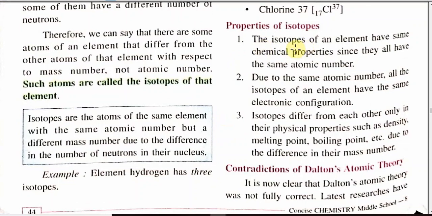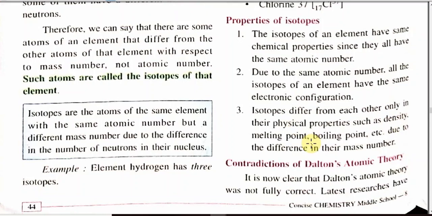Let us see the properties of isotopes. The isotopes of an element have the same chemical property because they have the same atomic number. Second property, due to the same atomic number, all isotopes have similar electronic configuration. Third point, isotopes differ from each other only in their physical properties. Why? Because they have a different number of neutrons. Physical properties means density, melting point and boiling point.